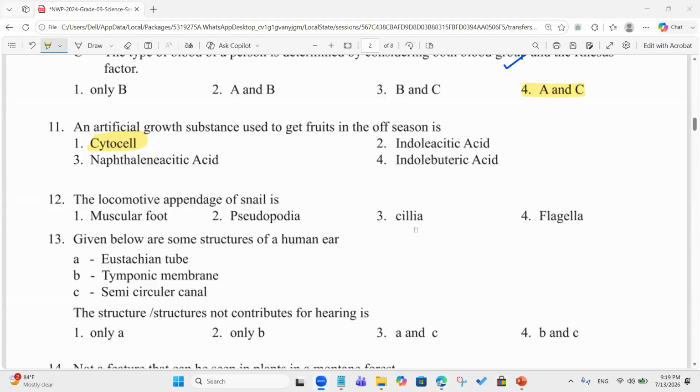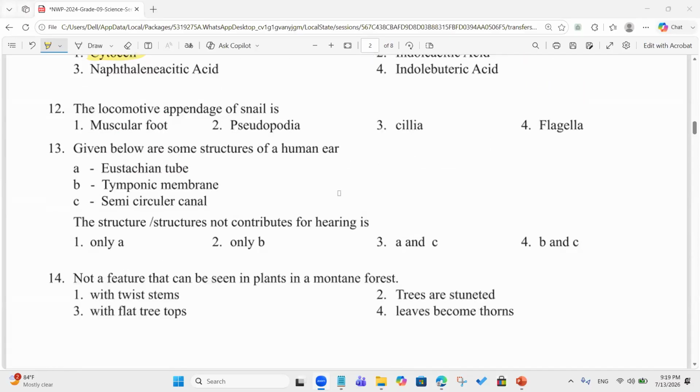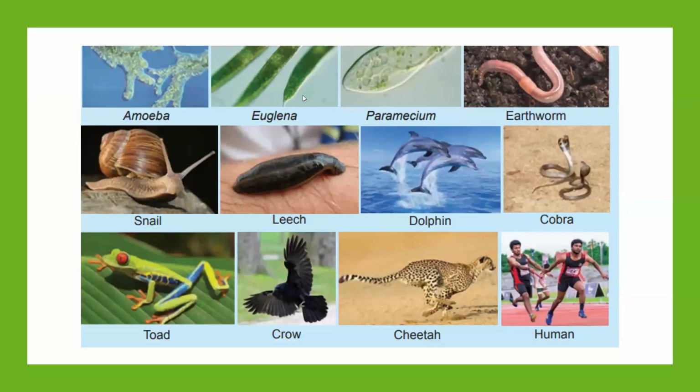The locomotive appendage of a snail, what is the appendage of a snail? Yes, muscular foot. Okay, different organisms use different locomotory organs for locomotion. So amoeba use pseudopodia, and euglena. Can you remember? Can you go through these things quickly? Euglena, what's the organ? What's the locomotory organ of euglena?